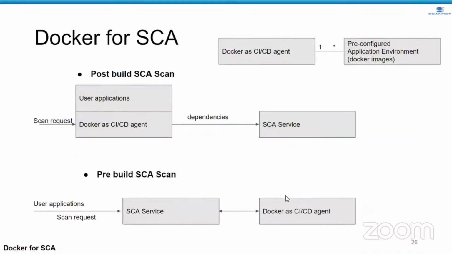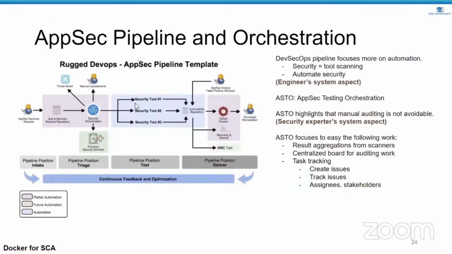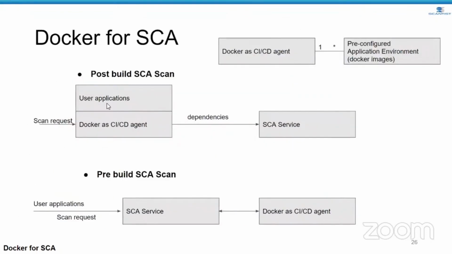So when we want to trigger the SCA scan, we can just pull out these sandboxes. There are also two more small use cases. Number one is the so-called post-build SCA. In this case, the scan request is posted to your application security pipeline, which pulls out the sandbox within Docker, builds your application inside, then posts the dependencies to your SCA service for matching.